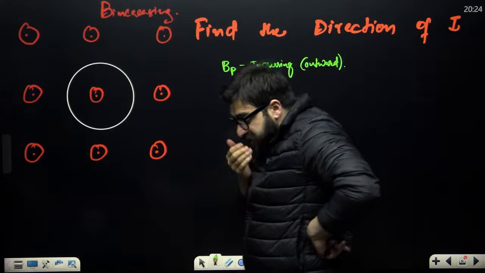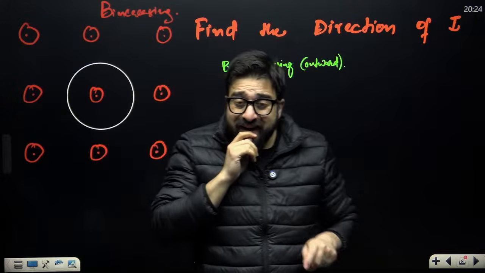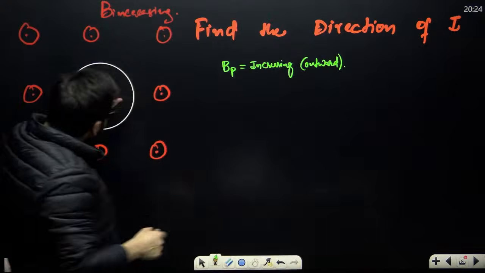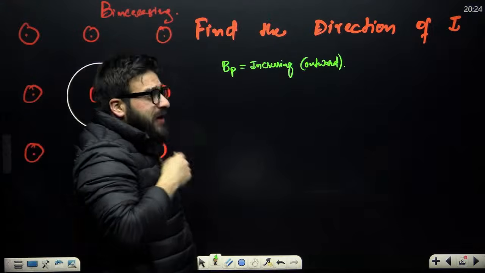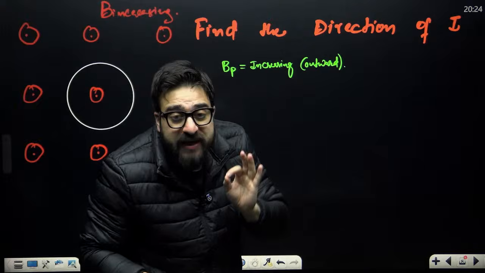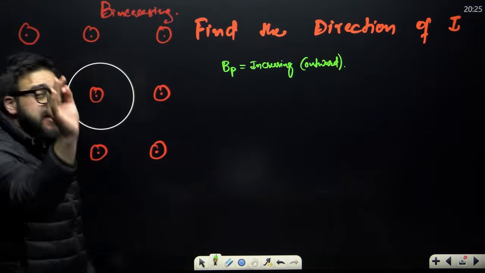Now, Lenz's law says that if the primary magnetic field is increasing, current will flow in the coil. First of all, will the current flow in the coil? Yes. Why? Because the magnetic field is changing. So the direction of the current will be in such a way that it will oppose it. How is it going to oppose?